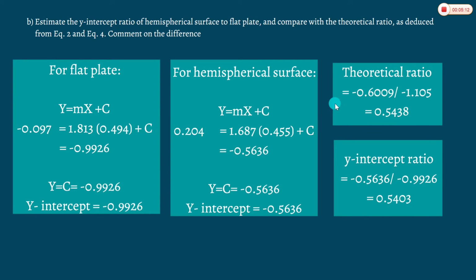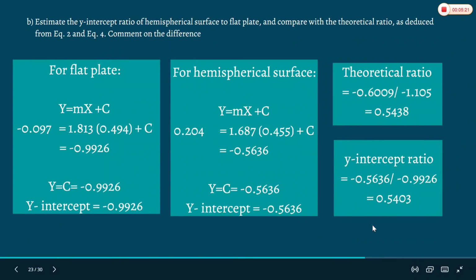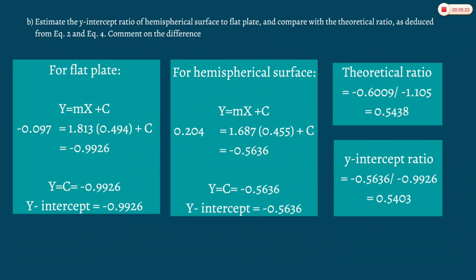So the theoretical ratio is 0.5438, while the y-intercept ratio is 0.5403. So there is a very minor difference between the theoretical ratio and the y-intercept ratio.